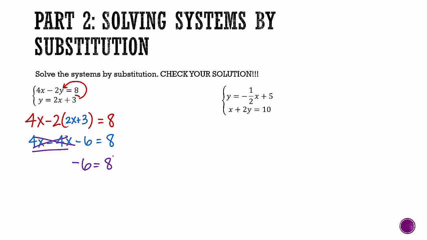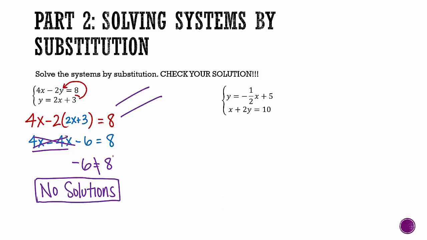You no longer have x's, which means you need to ask yourself, is this a true statement or a false statement? And in this case, it's totally false. Negative 6 will never equal 8. So once you get something like this, you need to write that there are no solutions. And you should know in your head that that means that these lines would be parallel. If I were to graph them, they would never cross because they have the same slope. So let's try another one.